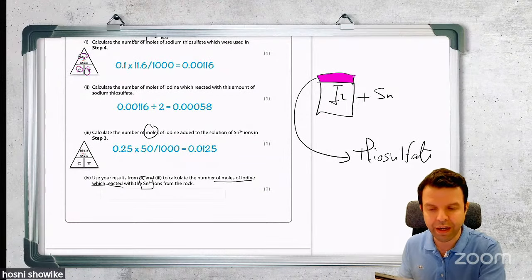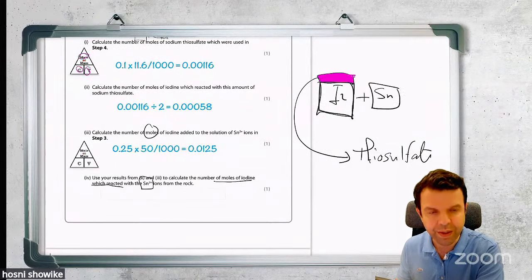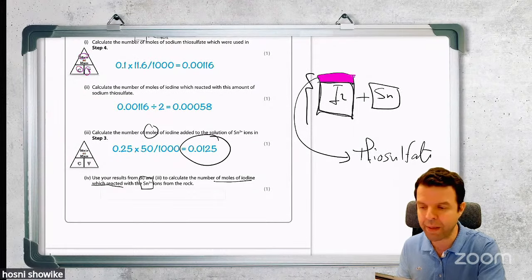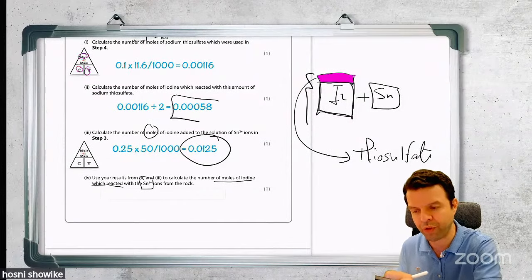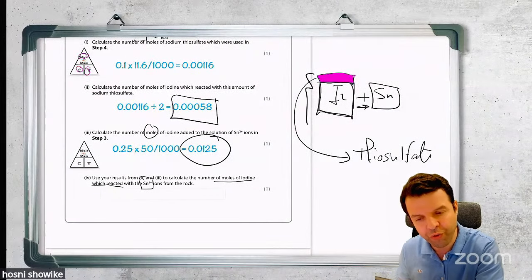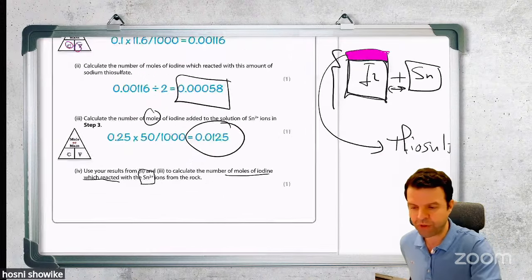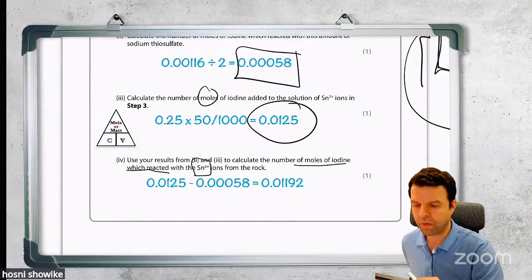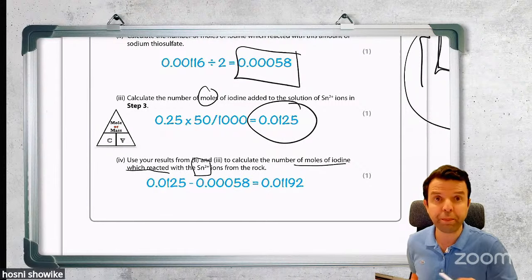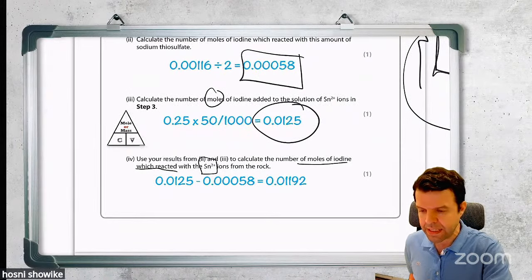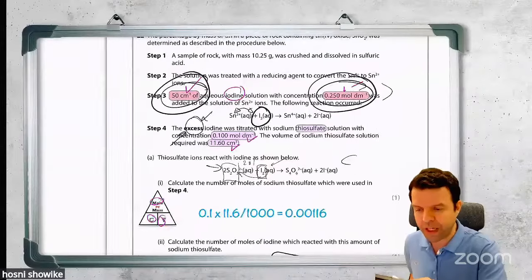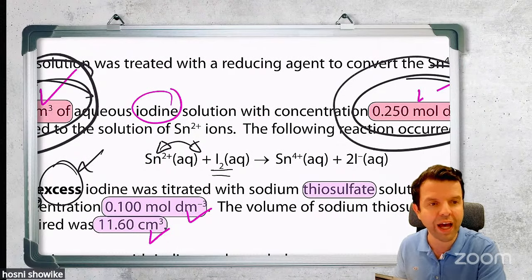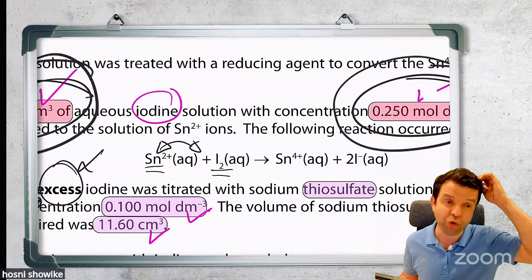If I am to find the part that reacted with the tin, which is the first part, I take the total, which is this answer, and I minus the one that reacted with thiosulfate. This gives me how much of the iodine reacting with tin. So I'm just going to subtract those two previous numbers. Okay? Now, let's check the ratio between iodine and tin in the first reaction. They have identical ratios. So whatever number of moles I have here is going to be the same as the number of moles of tin.